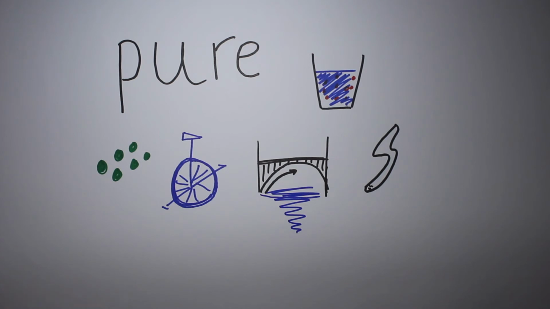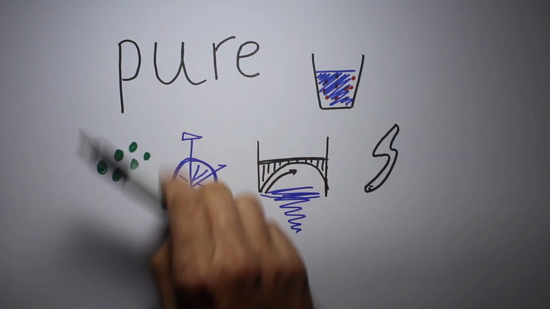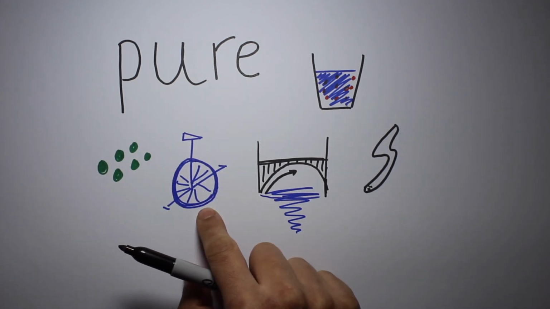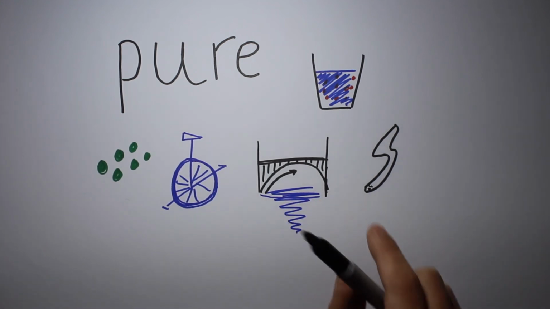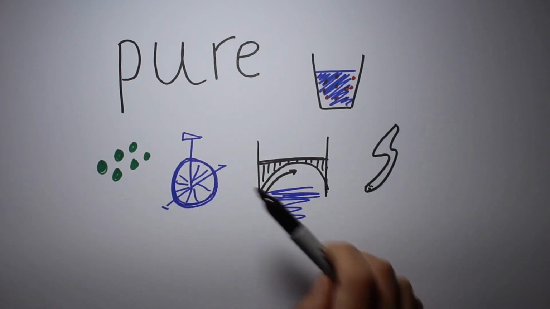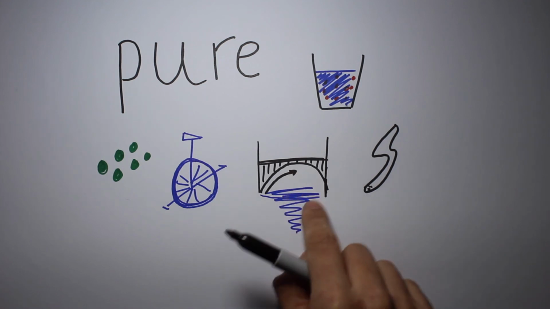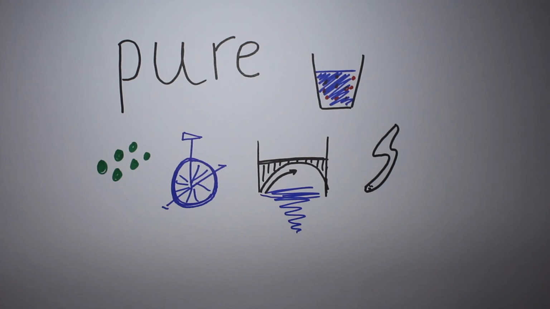That is how we spell the word pure, and this is the meaning of the word pure, and this is how we can remember the spelling for it. It's P for peas, U for unicycle, R for arch, and E for eels. So the peas went on the unicycle, rode it under the arch, fell, and were covered by some eels. This is how you can remember the spelling for the word pure.